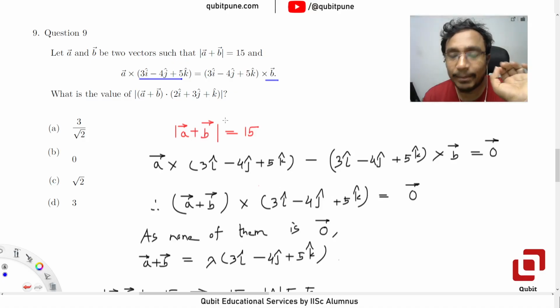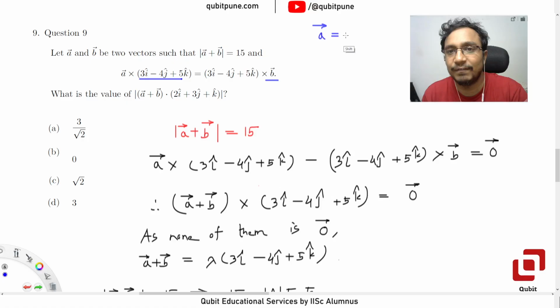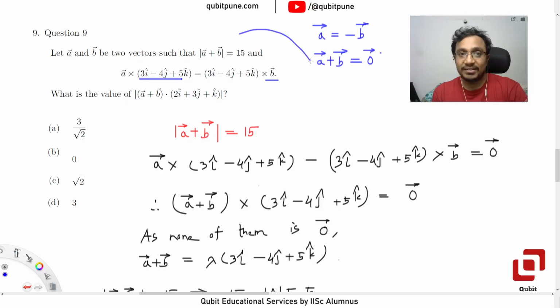Now, if you by mistake say that a bar is actually negative b bar, it would mean a bar plus b bar is 0. But that contradicts this. So that's not true. Okay, so you have to carefully apply this property of cross product: C cross D is negative of D cross C. That's it, nothing else.